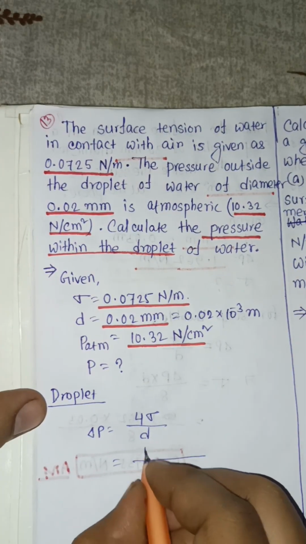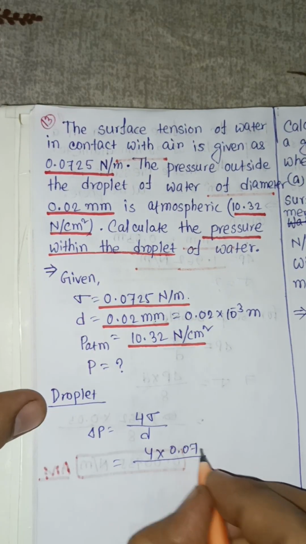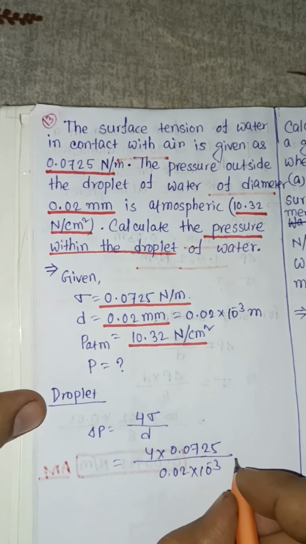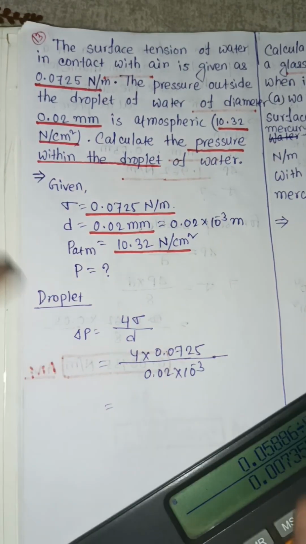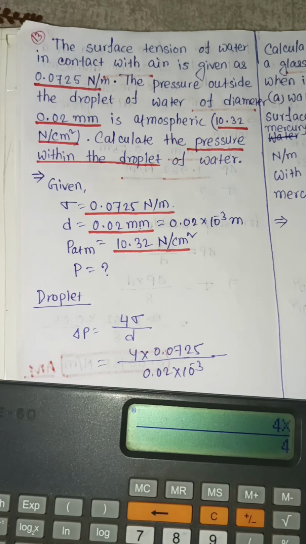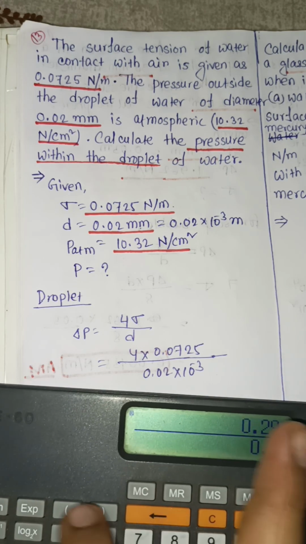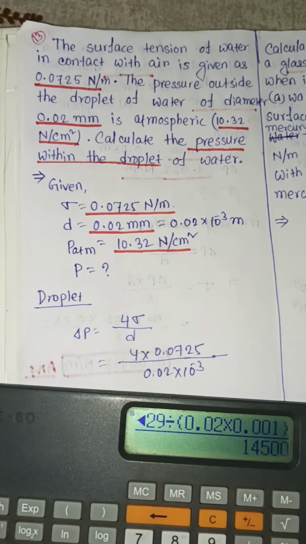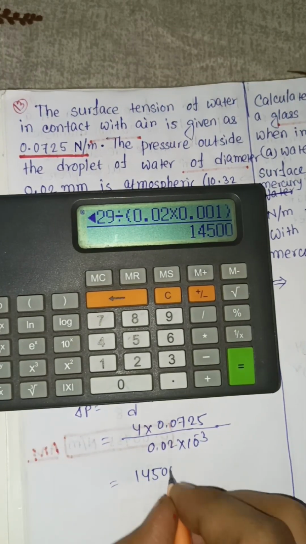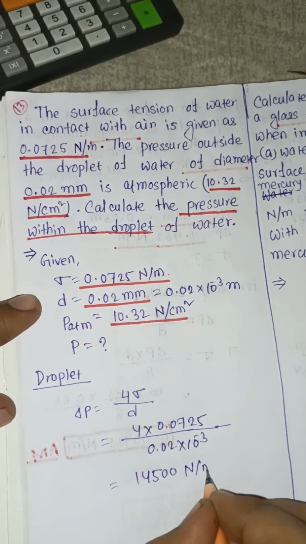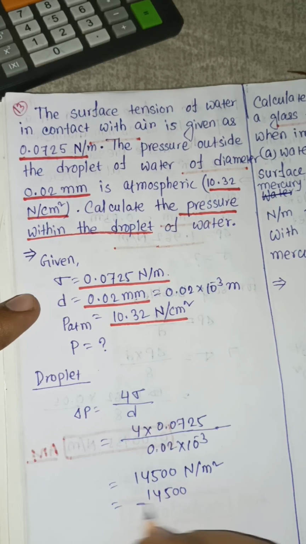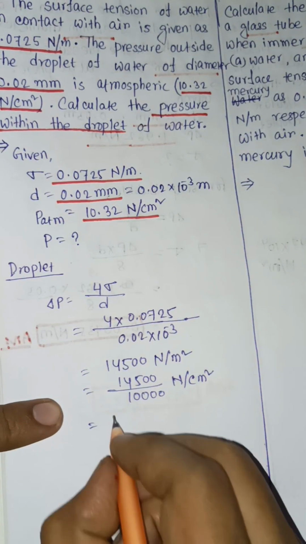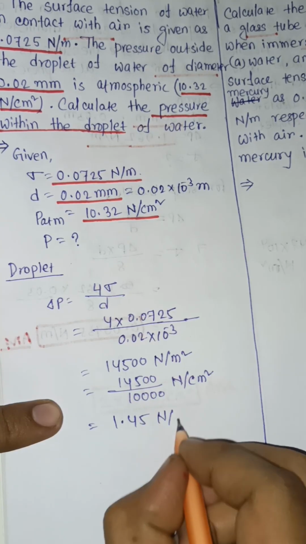So from here, 4 into sigma, that is 0.0725, and the diameter is 0.02 into 10 to the power minus 3. If you calculate, 4 into 0.0725 divided by 0.02 into 0.001, the value will be 14500 Newton per meter square. If you convert it to Newton per centimeter square, that is equal to 1.45 Newton per centimeter square.